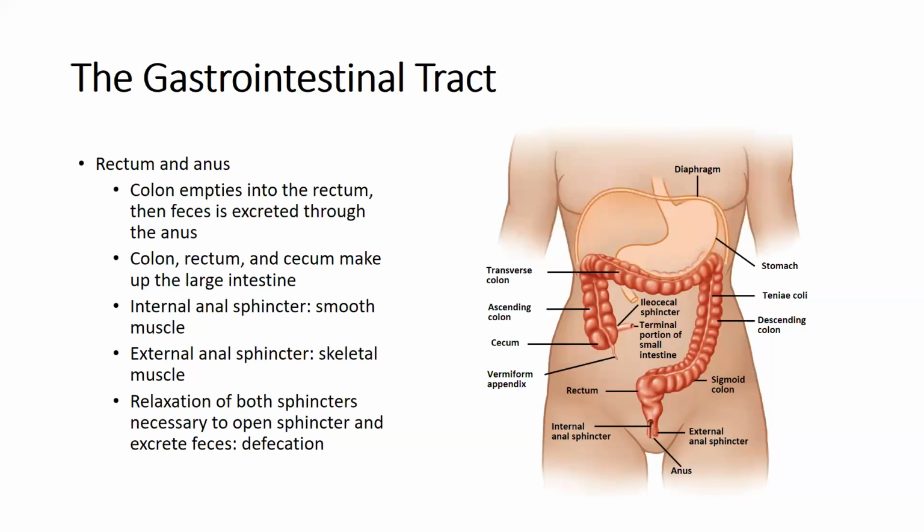very similar to what we saw with the urethral sphincter. There was an internal urethral sphincter at the level of the bladder that we did not have control over. There was an external urethral sphincter at the level of the external urethral orifice that we did have control over. Right? And a similar thing is happening here with the external and internal anal sphincters.